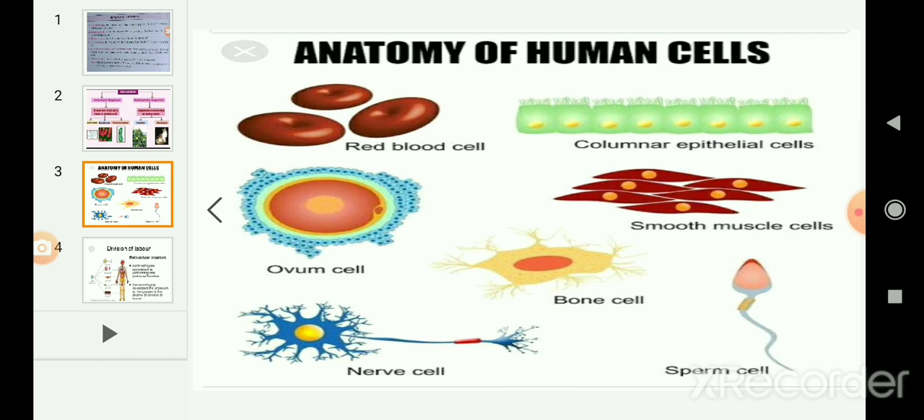And next we have bone cell. What is the use of bone cells in our body? Bone cells are helpful in giving a proper structure and support. And we have fat cell. Fat cell is helpful to store the fat. It is present below our skin and between our internal organs. And next, the sperm. It is the male reproductive cell, and ovum. It is the female reproductive cell.